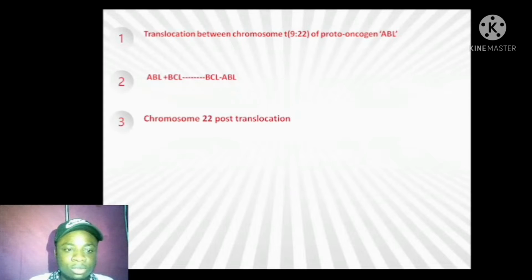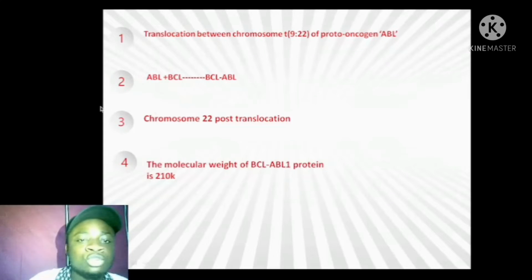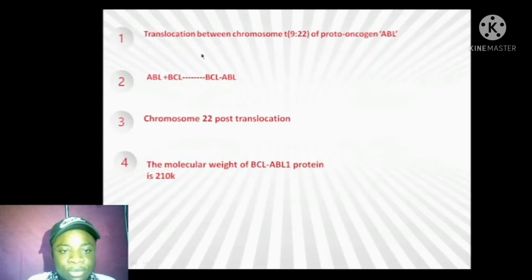Good. So chromosome 22 post translocation, the result that forms as a result of the translocation is the BCL-ABL gene. The BCL-ABL gene is a protein which has a molecular weight of 210 kilodalton. So always remember that when we talk of the Philadelphia chromosome, the mechanism is very simple.